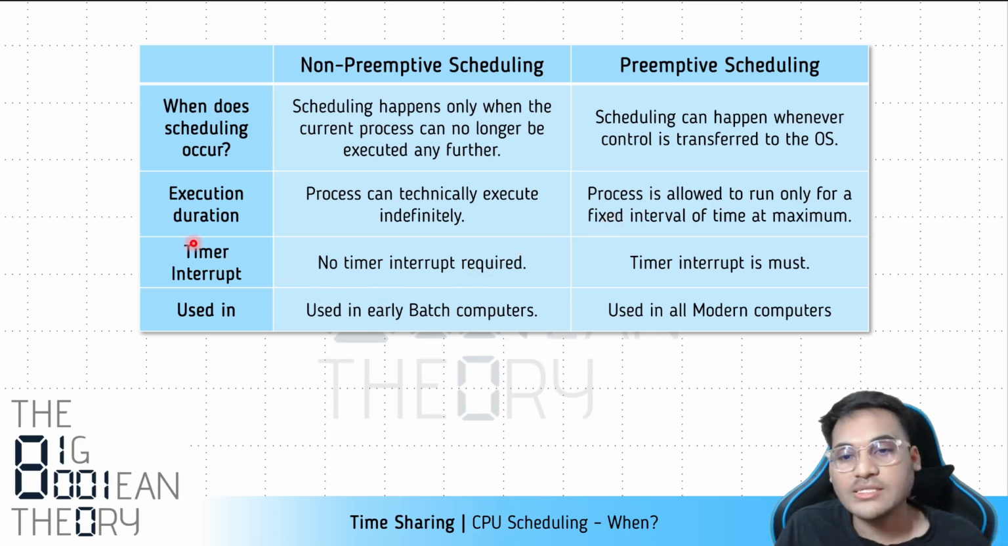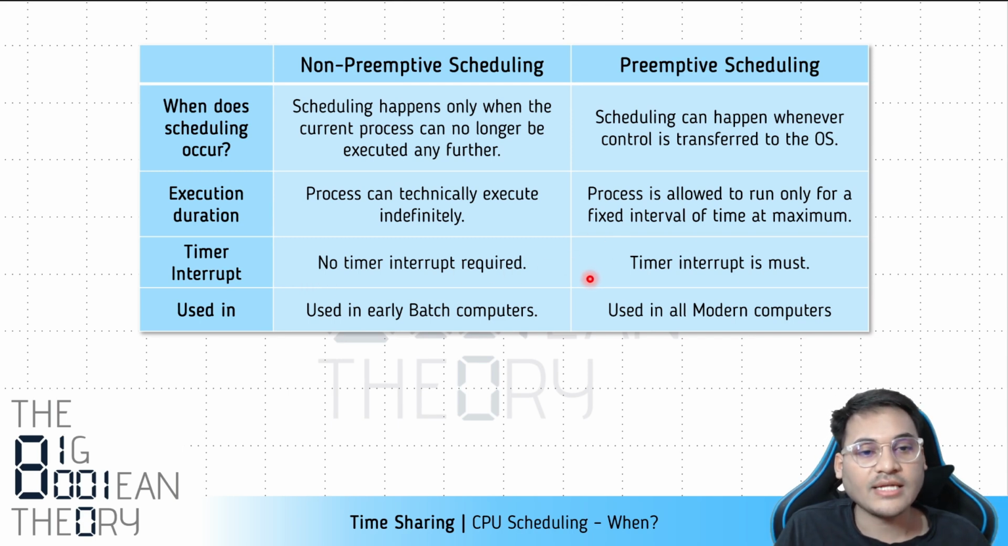The next point is the requirement of a timer interrupt. In the first case, there is no requirement of a timer interrupt because we are allowing the current process to execute as much as it wants to. Only when it terminates or blocks, when it gives up the control of the CPU on its own, do we pause that process. Otherwise, we do not. So no timer interrupt is required, because there is no constraint. We are allowing it to execute indefinitely, right?